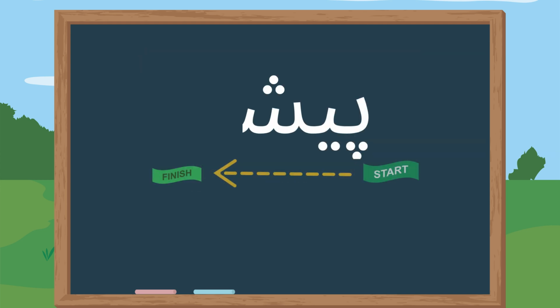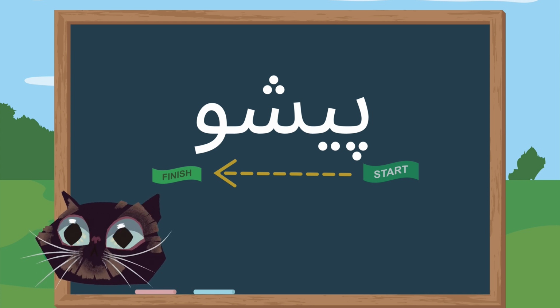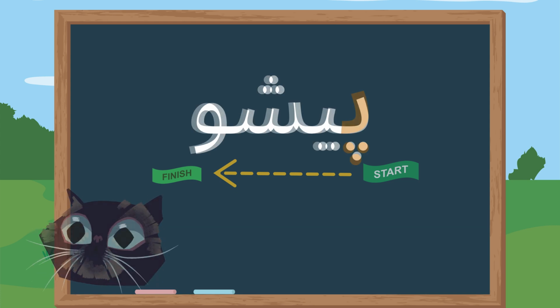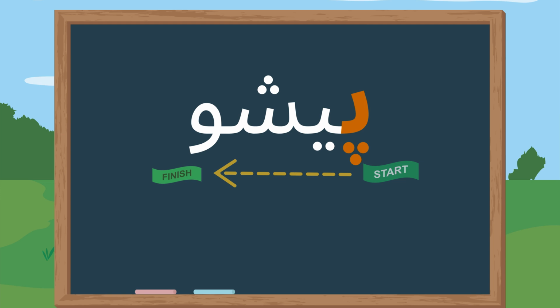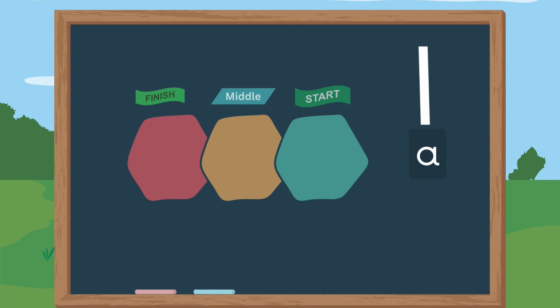First, let's look at an example word, Pashto, which means cat. The word starts with the letter P, has the letter Y and Shin in the middle, and finishes with the letter Wow. Now let's take a look at the different shapes of each letter of the Pashto alphabet.